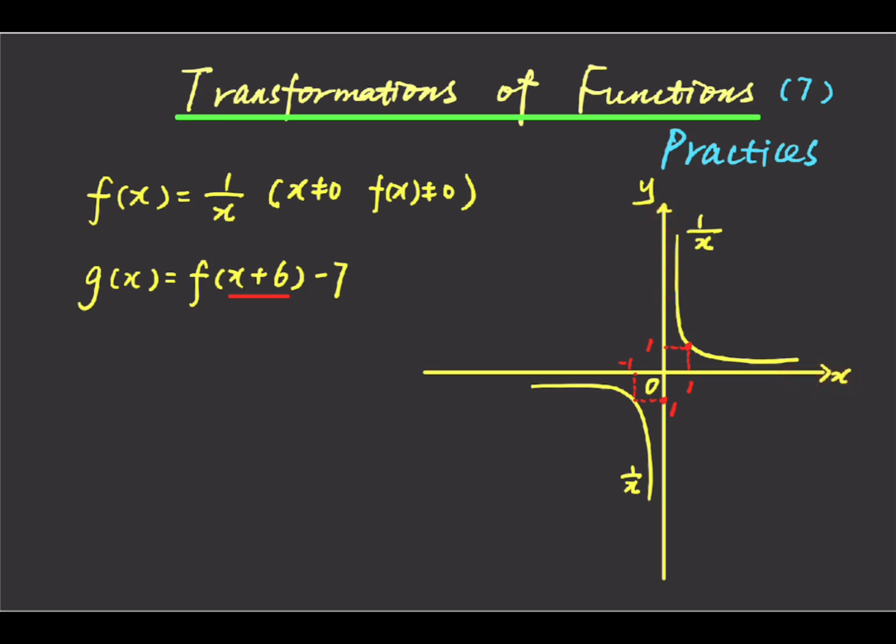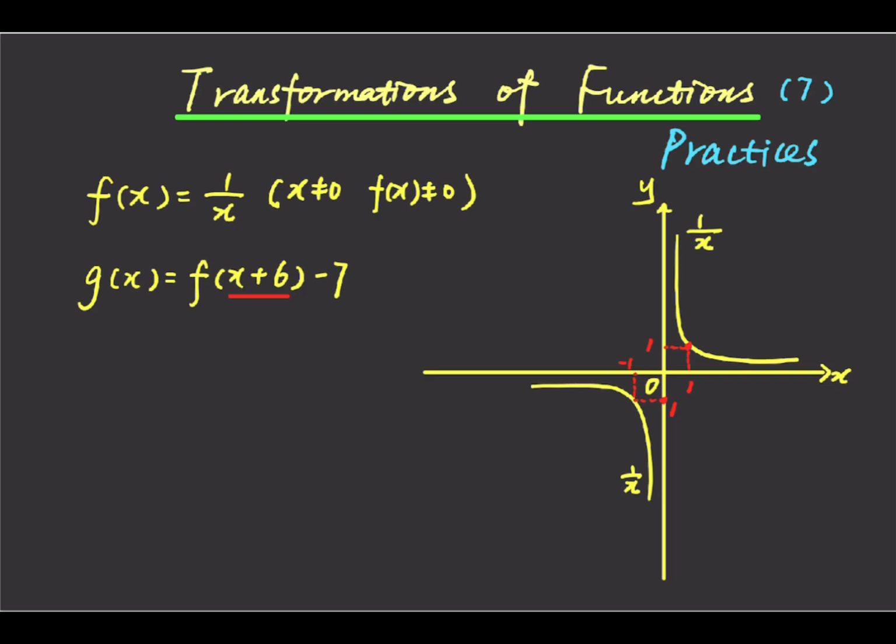Okay, now let's analyze this function. First, a is 1, the coefficient of the bracket k is also 1, so we don't need to do any stretches and compressions in the horizontal direction and in the vertical direction. We just need to focus on translations according to this parameter and this parameter. Okay, first, this one, f(x + 6).